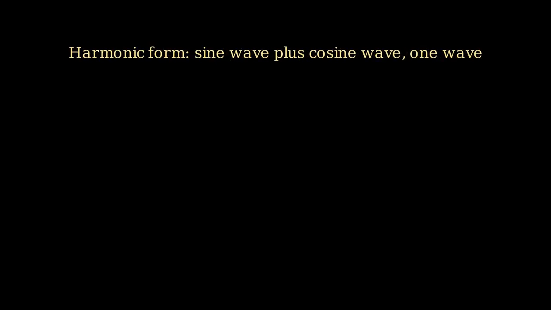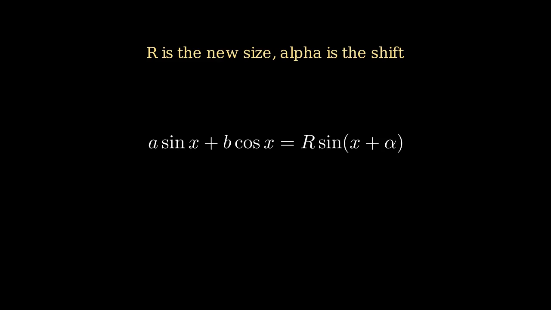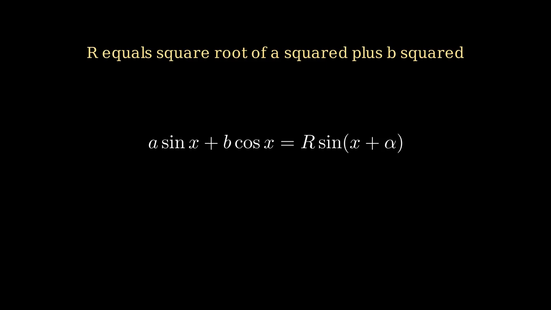Now let us move to the second idea, harmonic form. In plain words, harmonic form rewrites a sine wave plus a cosine wave as one single wave. That single wave has a new size, called r, and a shift, called alpha. In symbols, this is written as a sine x plus b cosine x equals r sine of the quantity x plus alpha.